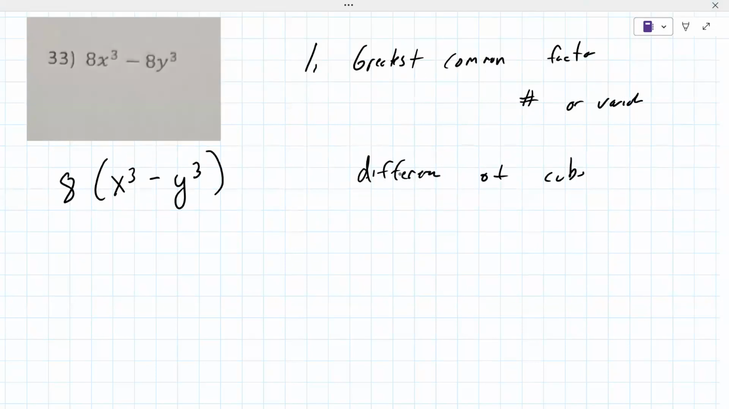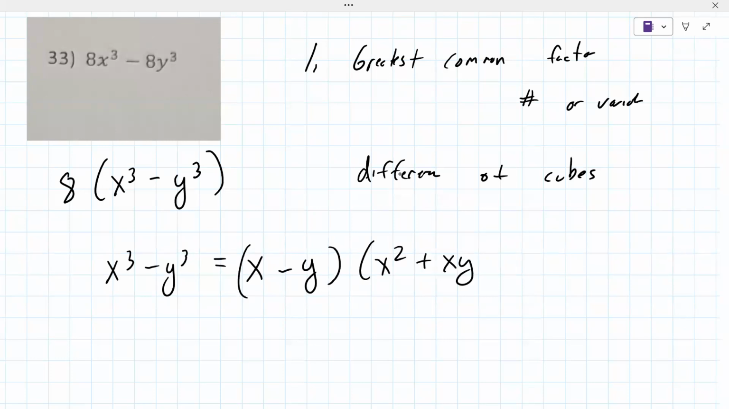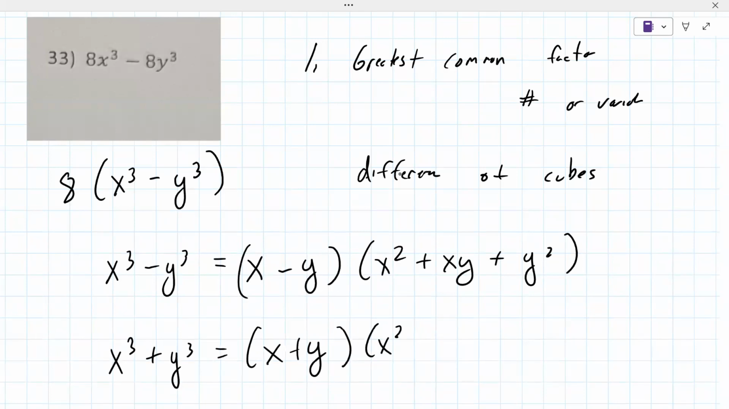There is both a sum and a difference of cubes. And this is just a pure definition. This becomes x minus y, x squared plus xy plus y squared. And I'll give you the one for sum of cubes in case you need to know this for your test. You'll notice it's very, very similar. The only difference is the signage here.